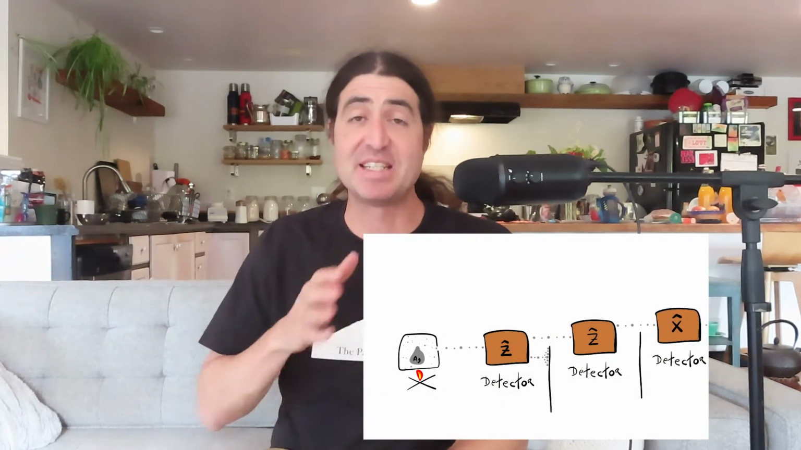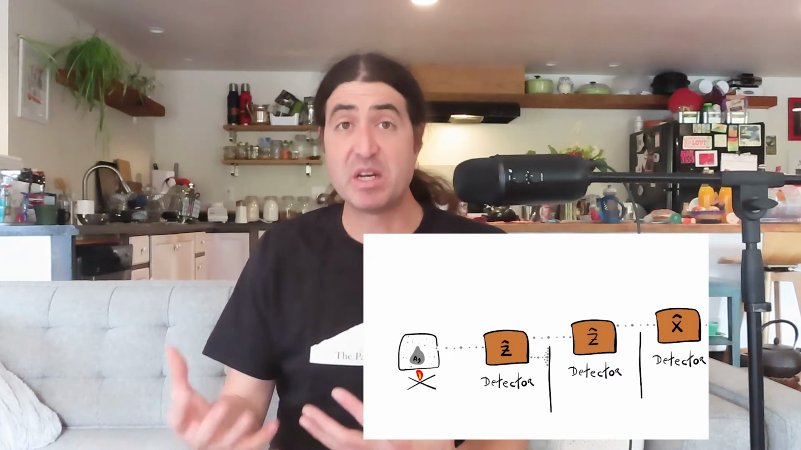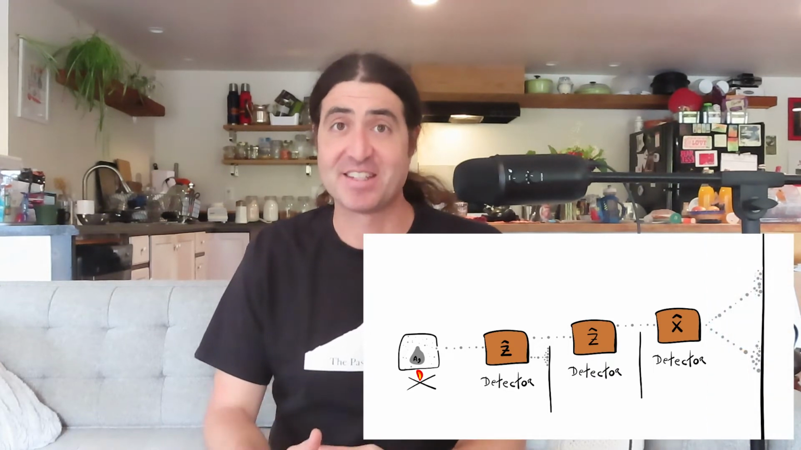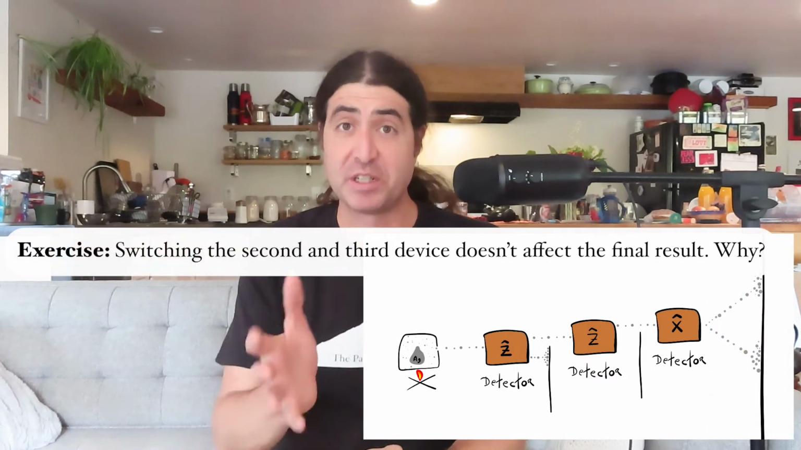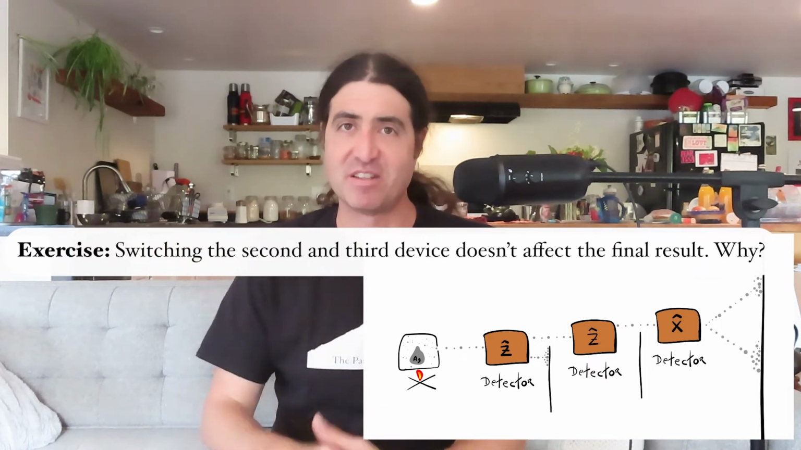So now let's go ahead and swap the second and third devices and see what we get. So in other words, we're going to have z, z, and x. What do we have there? The output that we'd observe in this particular case is going to be identical to the last case. As an exercise, please explain why. It's, again, just chasing the logic from device to device.